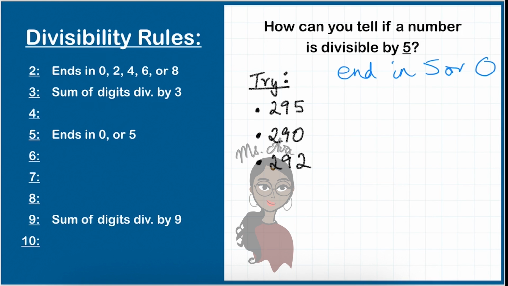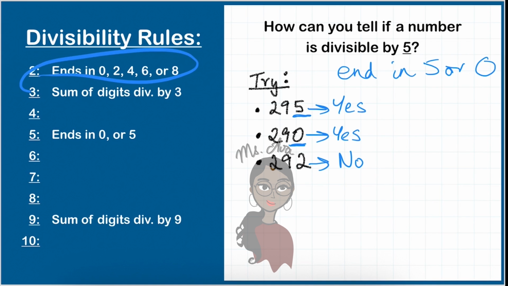So 295, that one ends in 5, so it is going to be divisible by 5. 290, that one ends in a 0. And so, yes, it is also going to be divisible by 5. But 292 does not end in a 0 or a 5, so this one's going to be a no. So that one's kind of a pretty easy and obvious rule, just like with the even numbers over here.